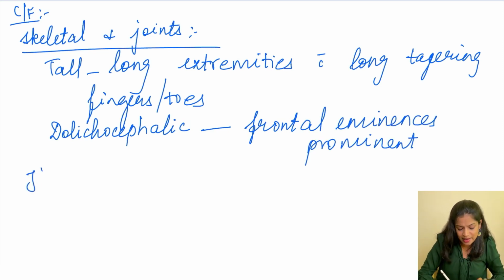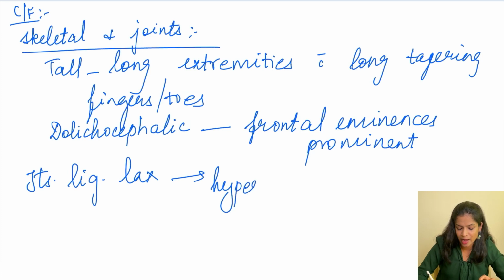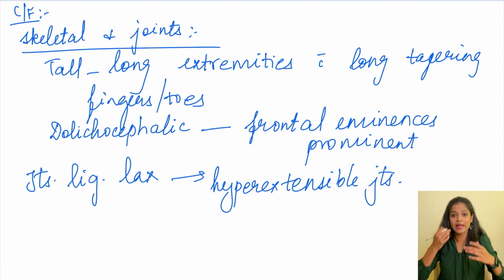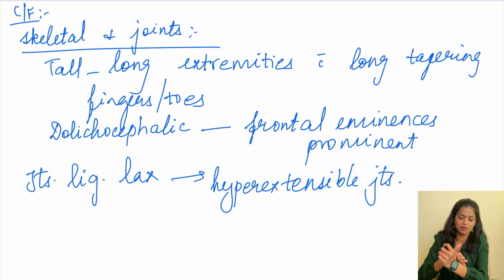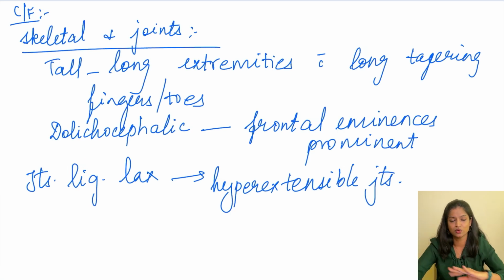So in the joints, we already saw the joint ligaments are going to be lax. When the joint ligaments are lax, the joint is going to be hyperextensible. Hyperextensible means they can bend their joints unlike any normal person. Normally we cannot touch the forearm with the thumb, right? But these patients have very lax joints, and the thumb can touch the forearm, and they can bend the knees forward like this also. So this joint laxity leading to hyperextensible joints is a main feature of Marfan syndrome.